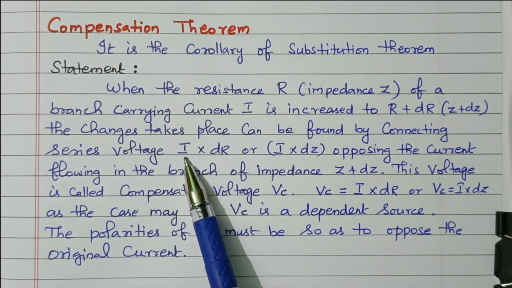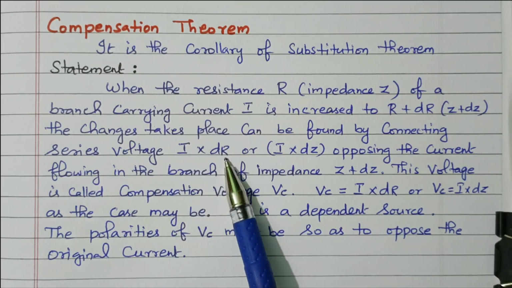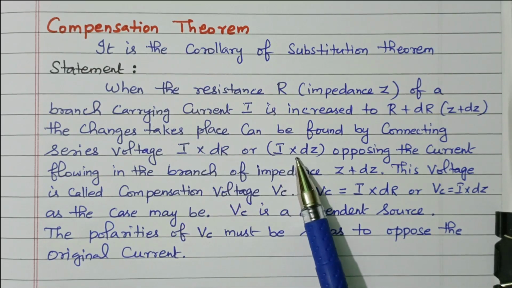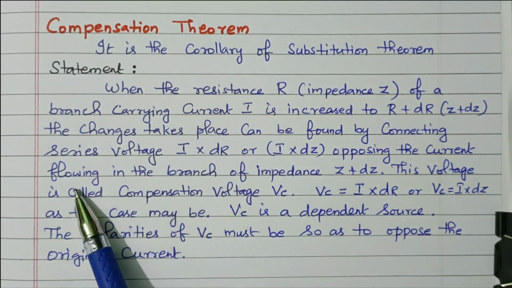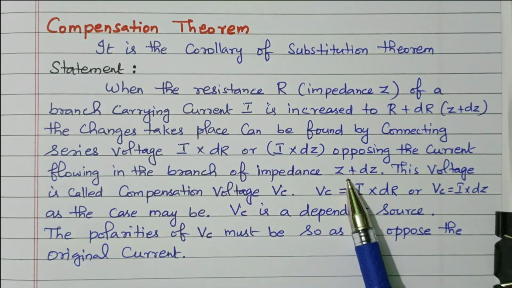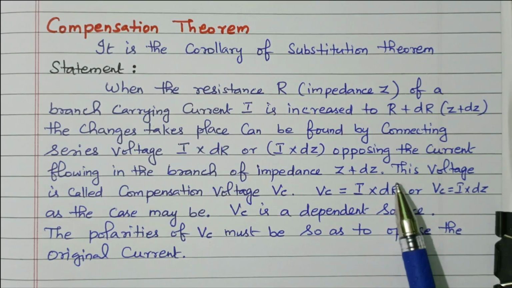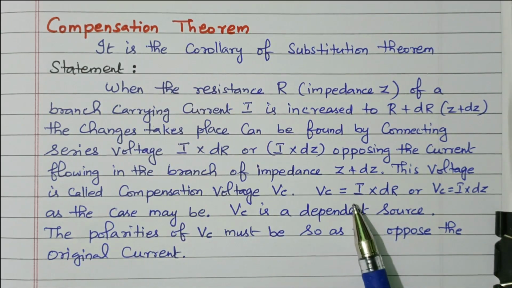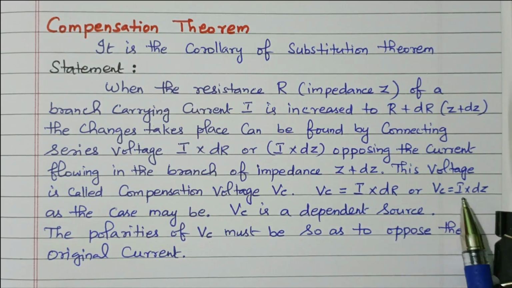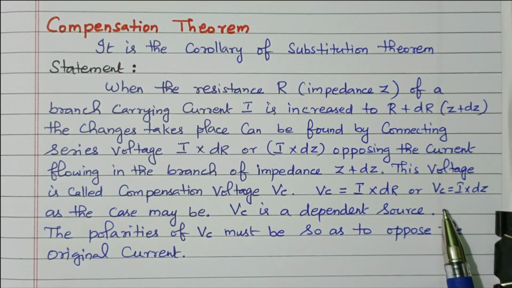Right? That voltage is nothing but I into dr, change in resistance, or I into dz, change in impedance, opposing the current flowing in the branch of impedance Z plus dz. This voltage is called a compensated voltage. That is given by I into dr or I into dz. So it is very simple.